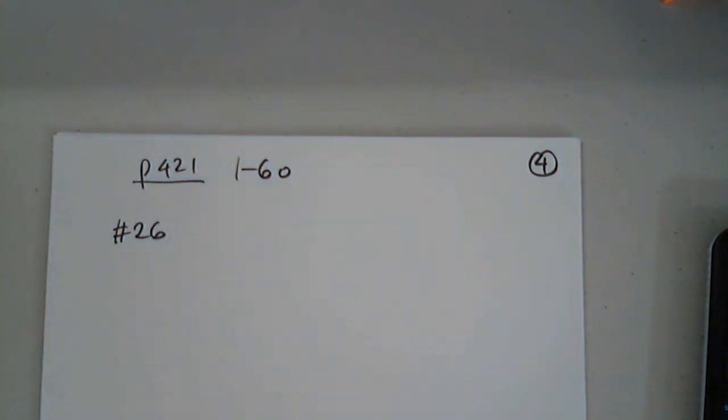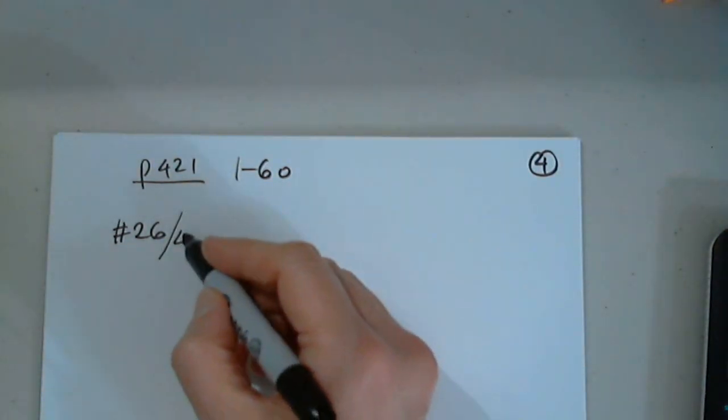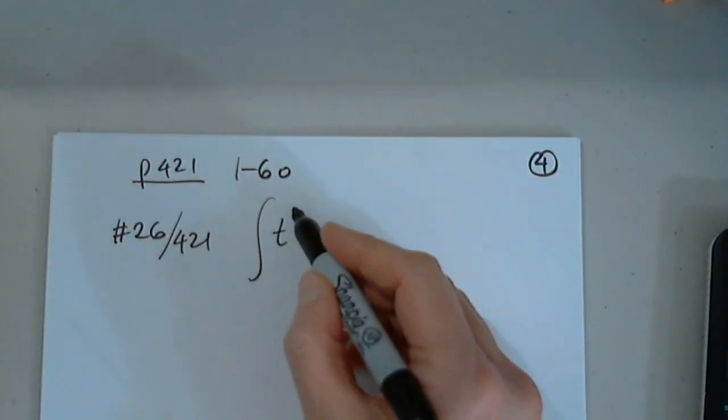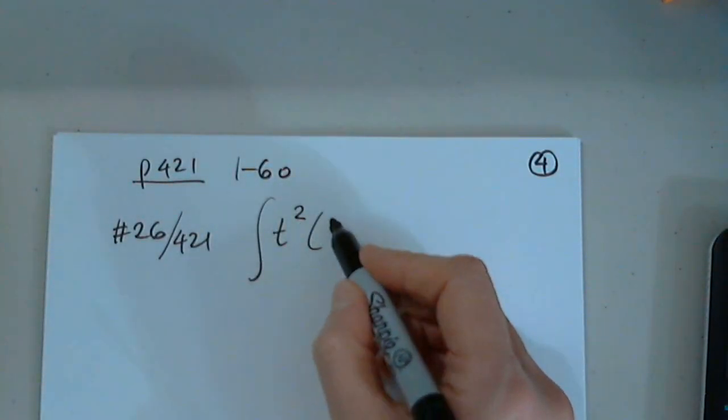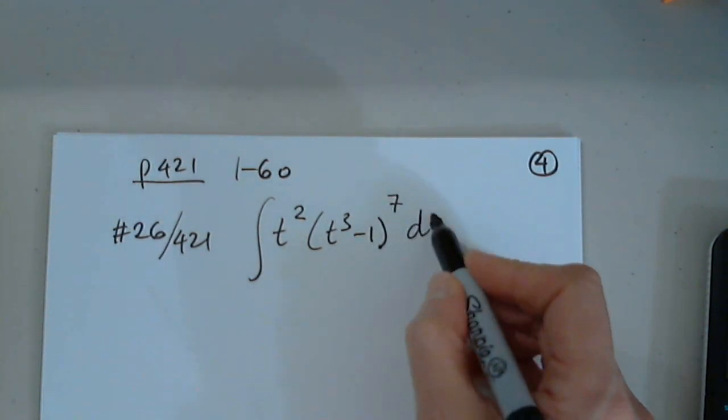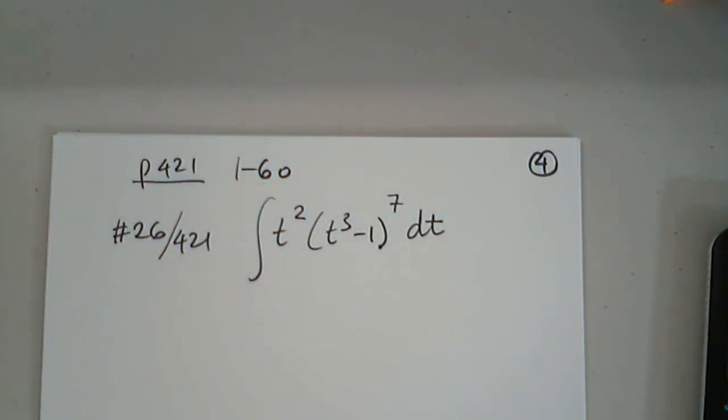Let's start with 26 on page 421. It is the integral from t squared times t to the third minus 1 to the 7th power dt. So this is what type of integral? Is it definite or indefinite?